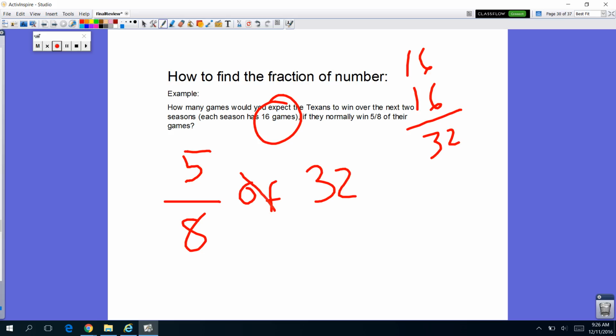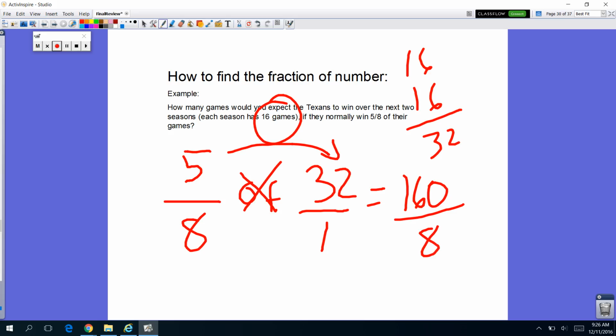Of means multiplication, and you see how I just crossed that off with an X, to make it look like multiplication, and then I turned that 32 wholes into 32 over 1, which is still the same thing, so they can multiply. So now all I do is multiply 5 times 32, and that's going to be 160. You can do it on the side if you don't believe me. And 8 times 1 equals 8.